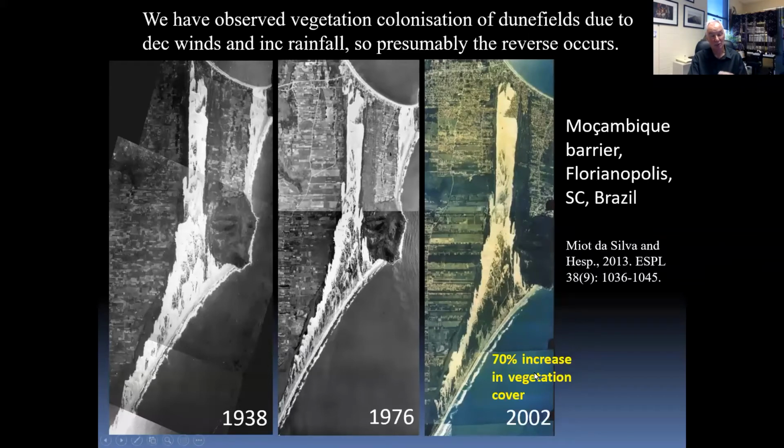Presumably the reverse occurs, but we actually have extremely little data or observations to show that. And of course, there's big hysteresis in these systems. So once you largely vegetate the system, it takes a hell of a lot more increase in winds and decrease in rainfall, I think, to actually turn it back into a transgressive dunefield or start a new phase.